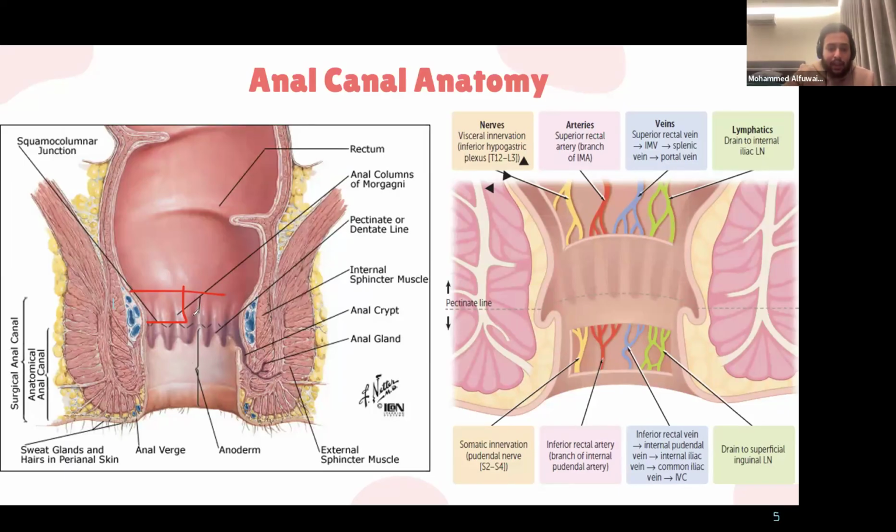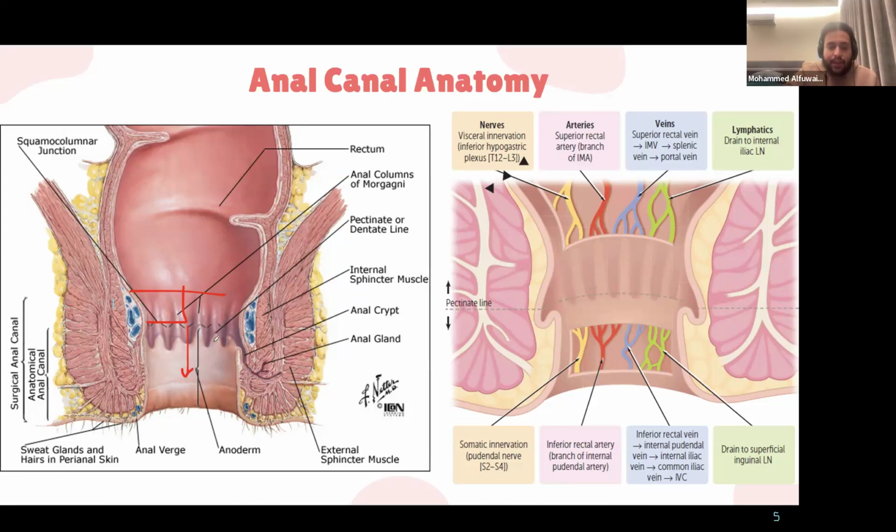Below the dentate line, the epithelium will be squamous epithelium. The blood supply will be from the internal pudendal artery. The venous drainage will be from the systemic circulation, so for example, from the internal pudendal vein, the internal iliac vein, and so on. And then the nerve supply will be somatic, so you will feel pain.